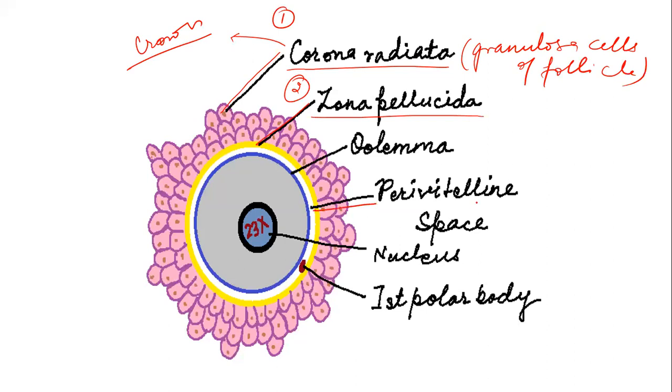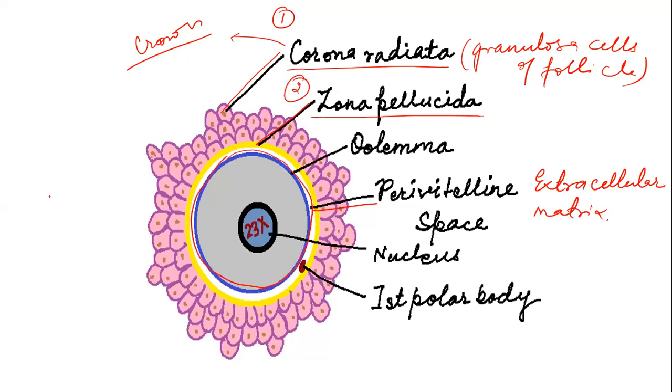Third is the perivitelline space. Actually it is not a space. To call it a space is a misnomer. Actually, it is extracellular matrix. And after that comes the actual ova.